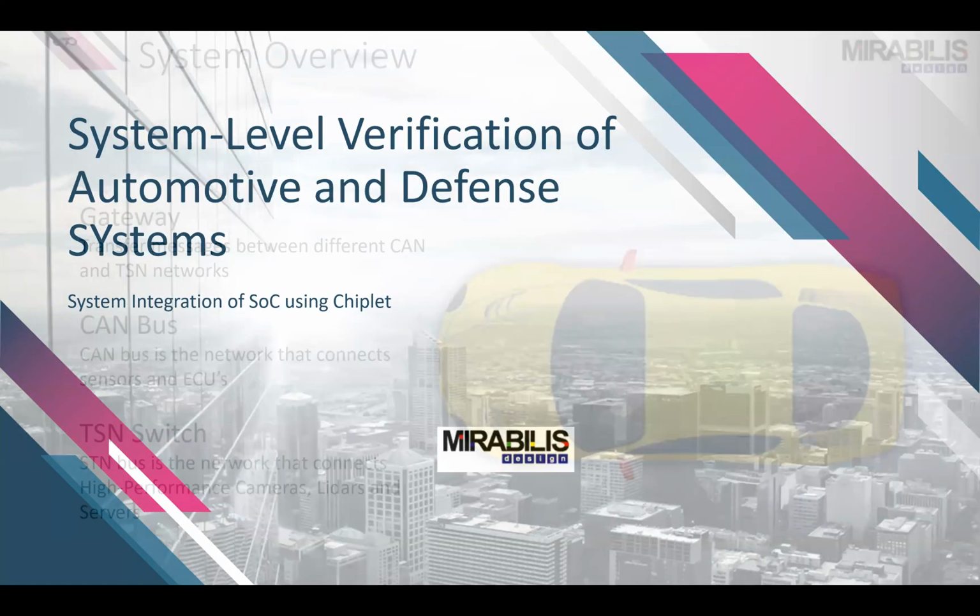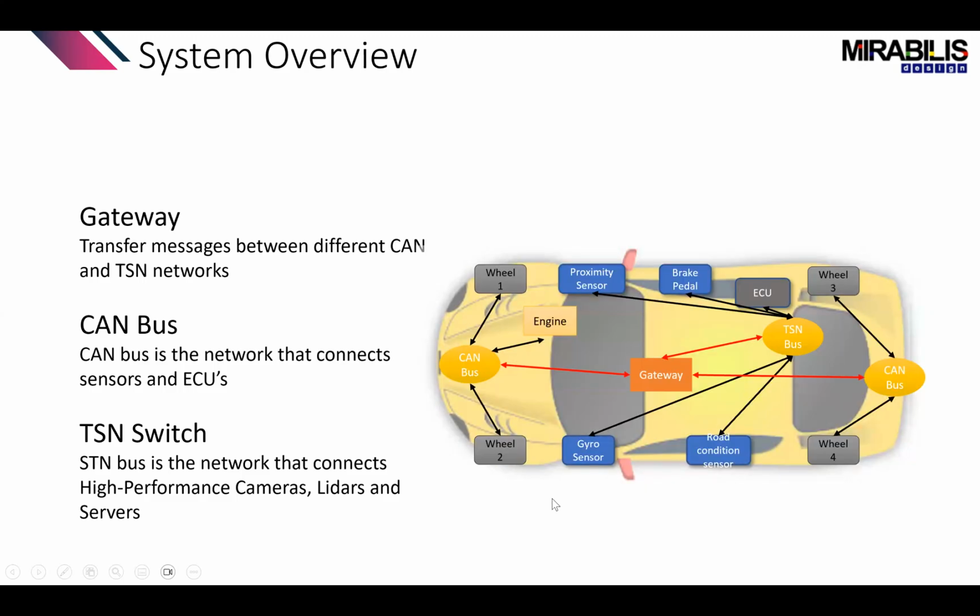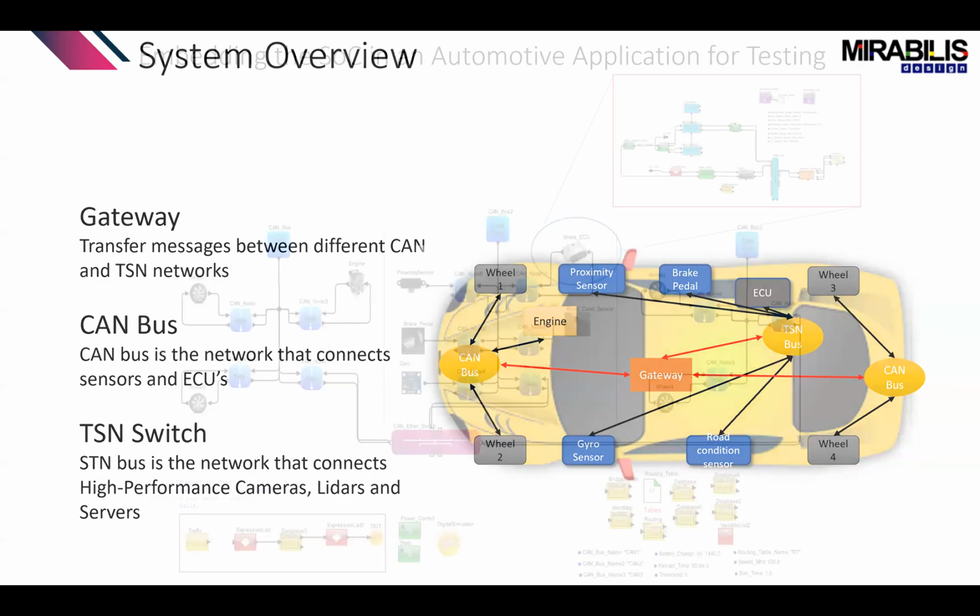So when you look at a final application, what you're really looking at is a system. So in this case, I have a car. It's got gateways, it's got buses, it's got switches. It also has sensors, it has ECUs, and also high performance devices. So if you look at this whole thing, I have some CAN buses, TSN buses, I have gateways. So I have a variety of things that are connected up into this network.